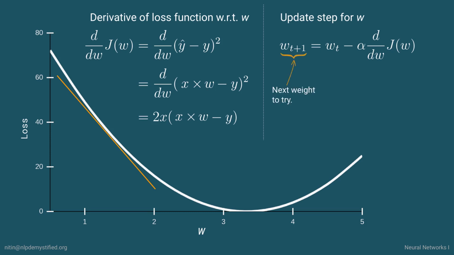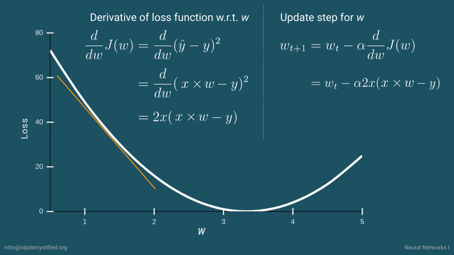Here, w sub t plus 1 just means the next w value to try. Think of t as the timestamp, so t plus 1 is the next timestamp. And alpha is something called the learning rate. We're going to talk about learning rate a lot more in the next module, but for now, treat it as a way to control how big of a change to make in w.